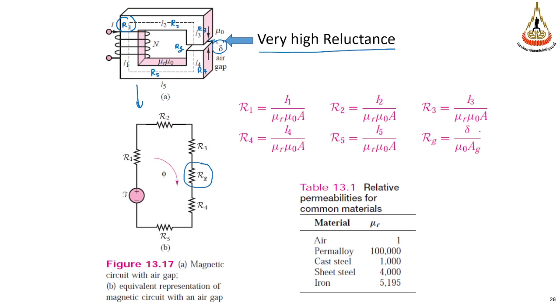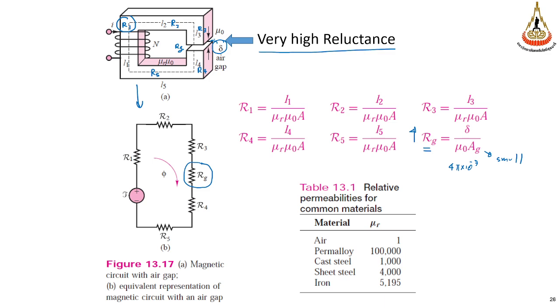This is the length of the gap, which is lambda. This value is very small if we have a small gap, right? And it is divided by mu 0. Mu 0 is also very small, right? This is 4 pi times 10 to the power of minus 7. And the air gap is also small. Therefore, RG will be high, right? RG will be very high.